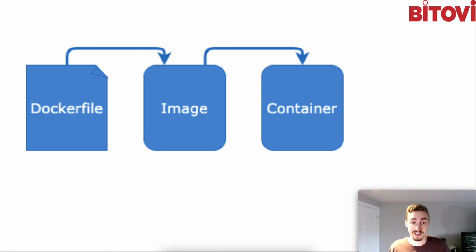A Docker image is a static artifact that is built from a Docker file and is tagged and published to a registry where it can be shared with others. Lastly, a Docker container is just a running instance of a Docker image.